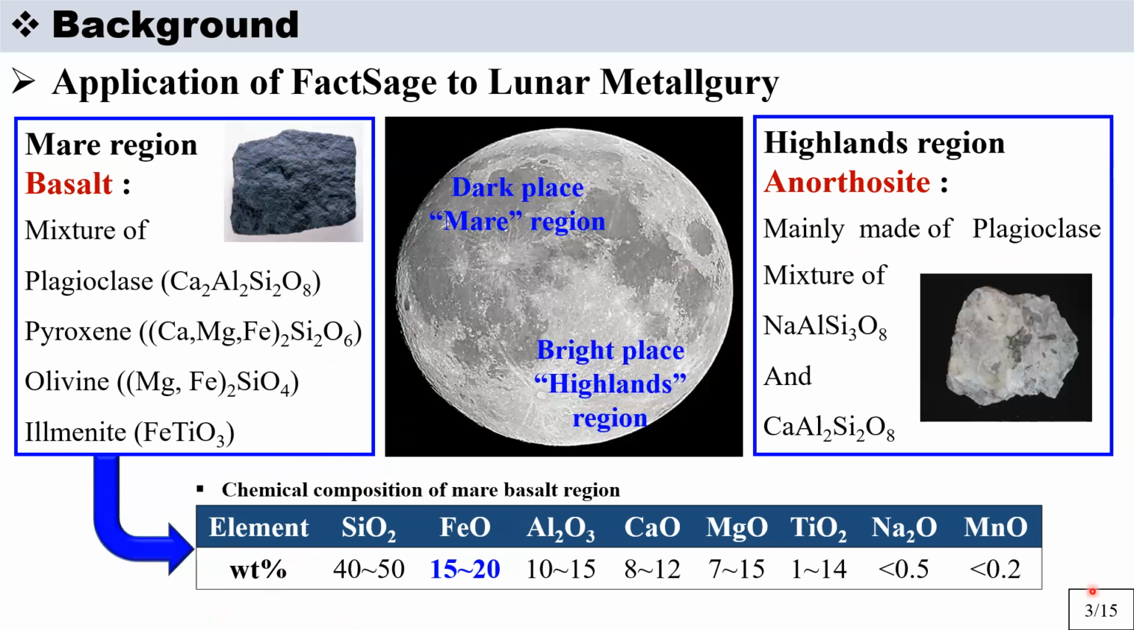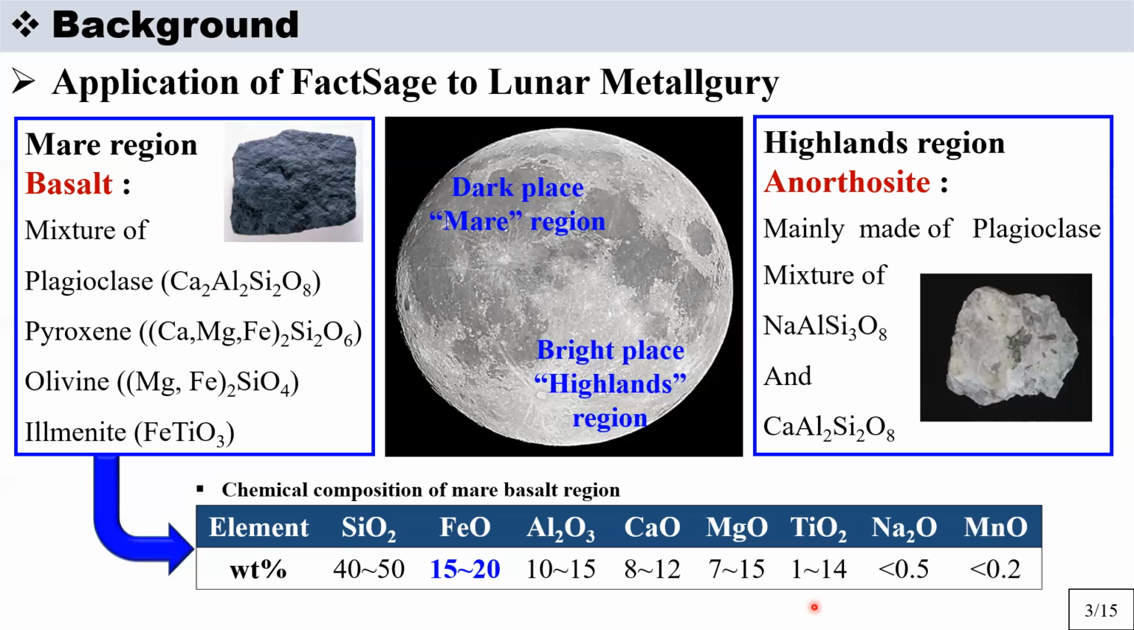This table shows the chemical composition of mare basalt region. Silicon oxide is the main component, and iron oxide is about 15 to 28%. In particular, titanium oxide is also contained in the basalt, and the content of titanium oxide varies greatly depending on the location. At this time, our goal is to extract metals from mare basalt region for lunar metallurgy.